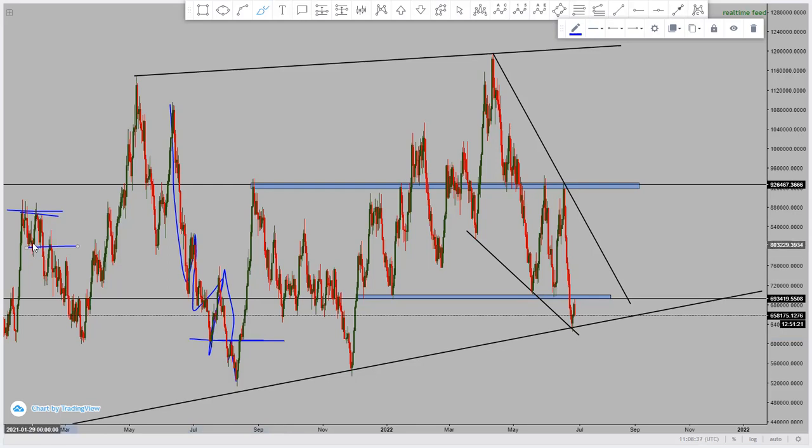After this low, this higher low was broken, making a lower low, lower high, lower low, lower high, lower low, lower high, lower low. So this is the lower high now. This lower high, once broken, check what happened. It went, retested, and shot all the way to the upside. This was the shift in market structure here.